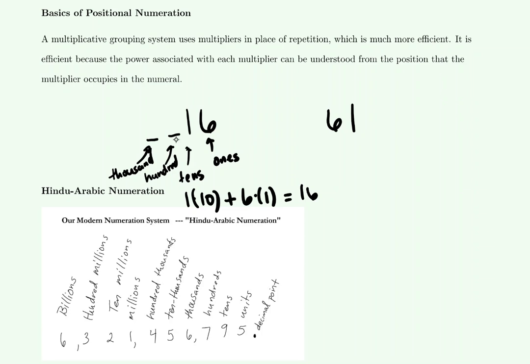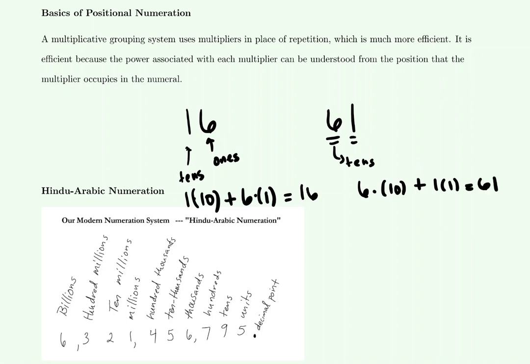Now, the reason we see 16 as visually different than 61, notice they're made up of the same characters, but the location gives a different implied meaning. Since the 6 is in the tens place, this means we have 6 times 10, plus now the 1 is in the ones place. 1 times 1 would give us the value of 61. Our number system is a positional number system of base 10.